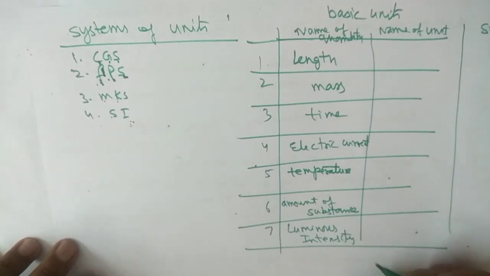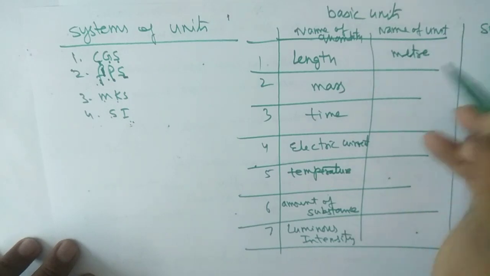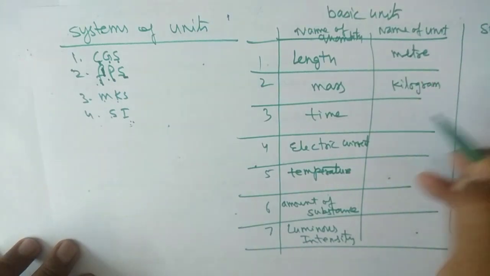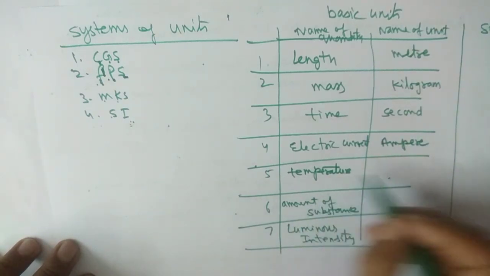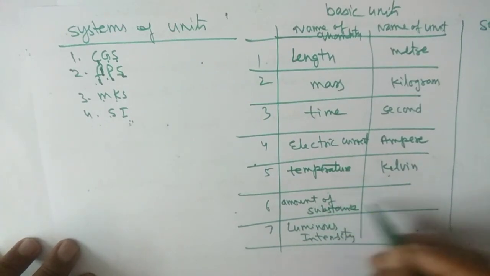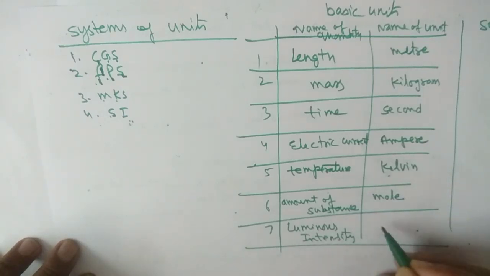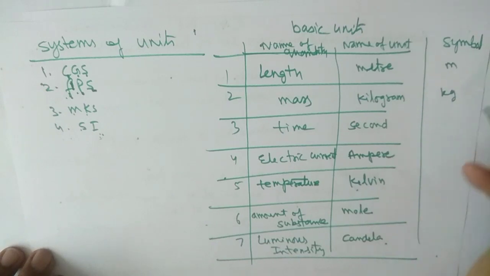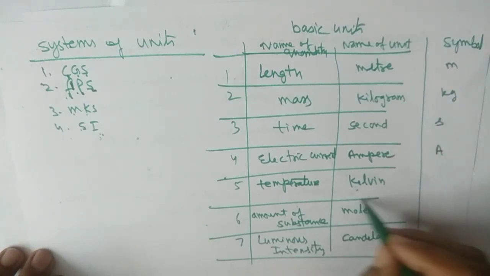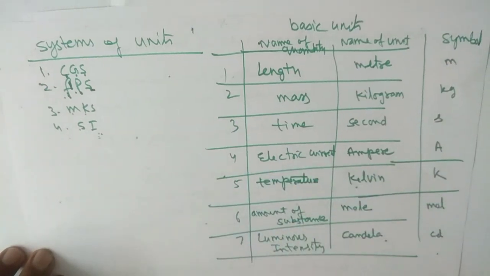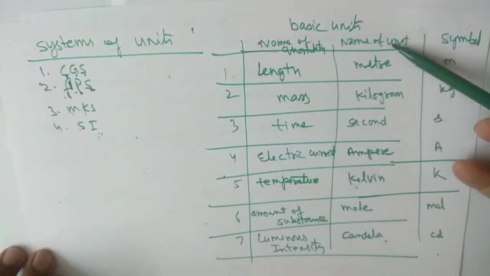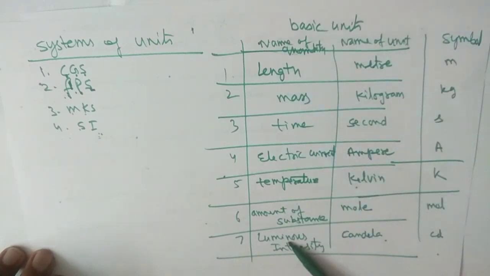Now see the units. It is the meter, for mass the kilogram, for time the second, for electric current the ampere, for temperature the Kelvin, for amount of substance the mole, and for luminous intensity the candela. Now see the symbols. It is denoted by small m, kg, small s, capital A, K, mol, and the candela cd. So remember, it's a good question: basic units and basic physical quantities. These are the 7 physical quantities and their corresponding fundamental units.